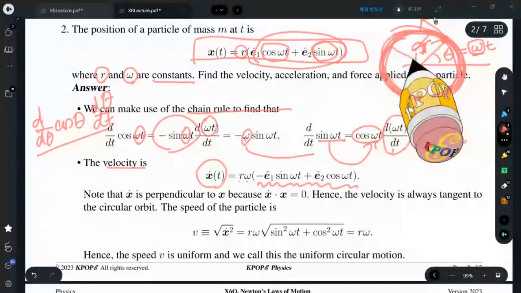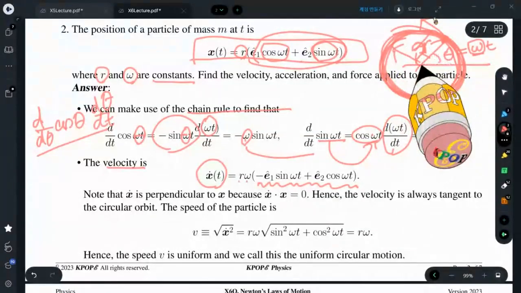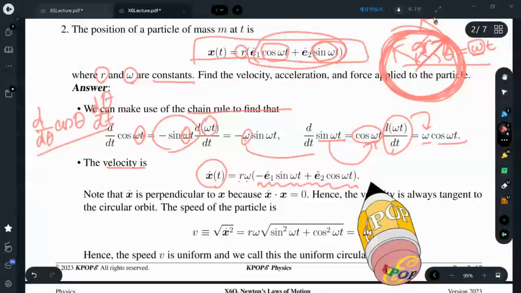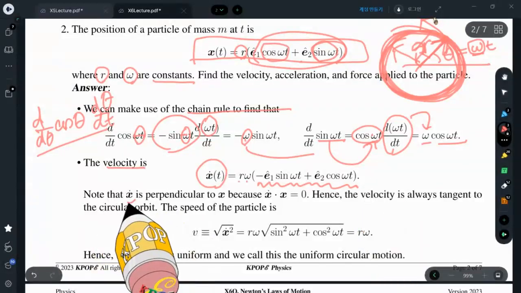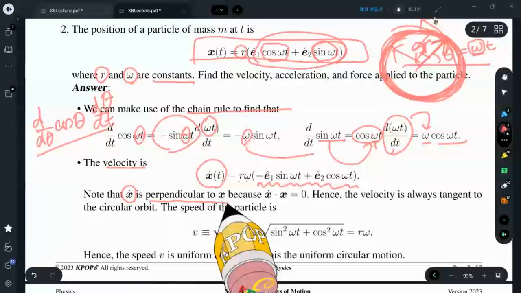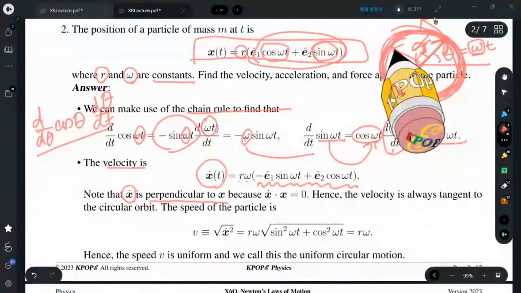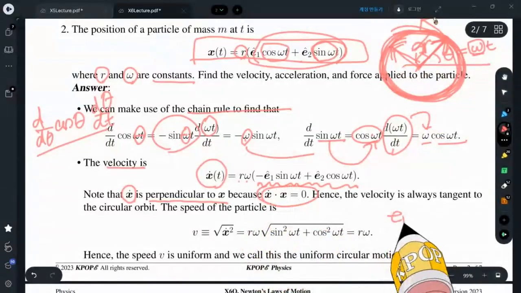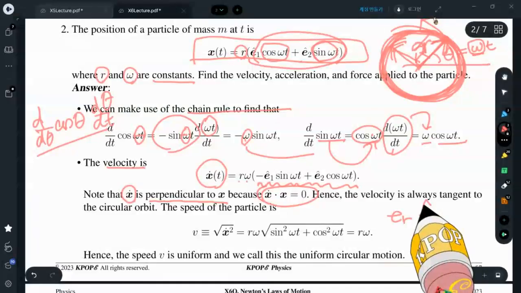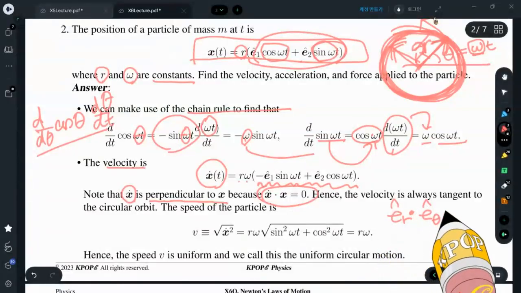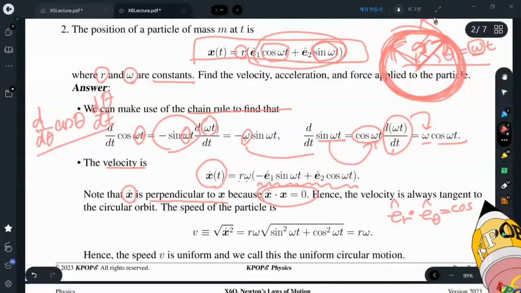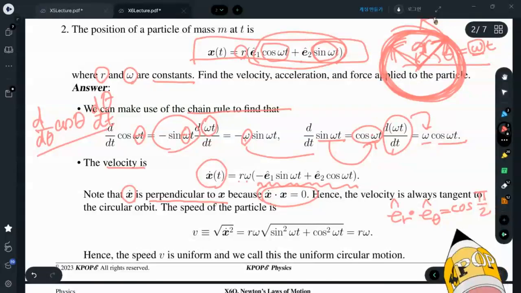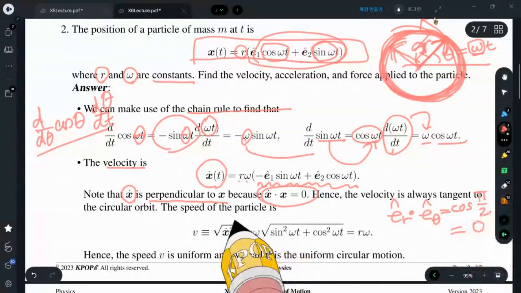And I can translate this one. This is making a right angle with respect to the original unit radial vector. Note that x dot is perpendicular to x. This is x, and it is perpendicular to it. Therefore, E_r and E_theta are perpendicular. So cosine of perpendicular, half of pi, equals 0.